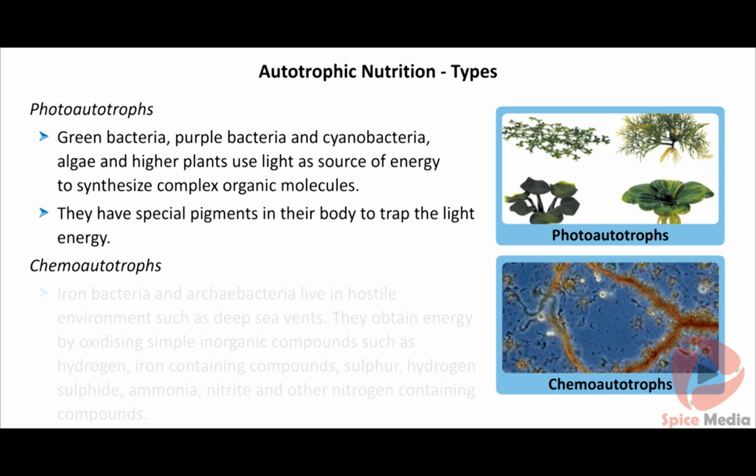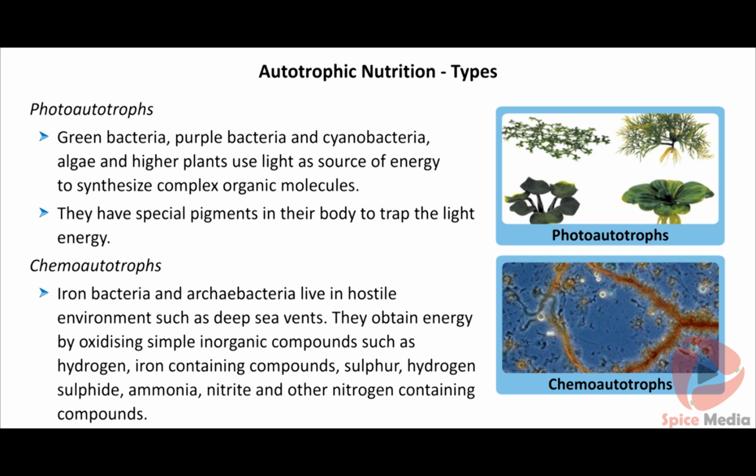Chemoautotrophs. Iron bacteria and archaebacteria live in hostile environments such as deep sea vents. They obtain energy by oxidizing simple inorganic compounds such as hydrogen, iron-containing compounds, sulfur, hydrogen sulfide, ammonia, nitrite, and other nitrogen-containing compounds.